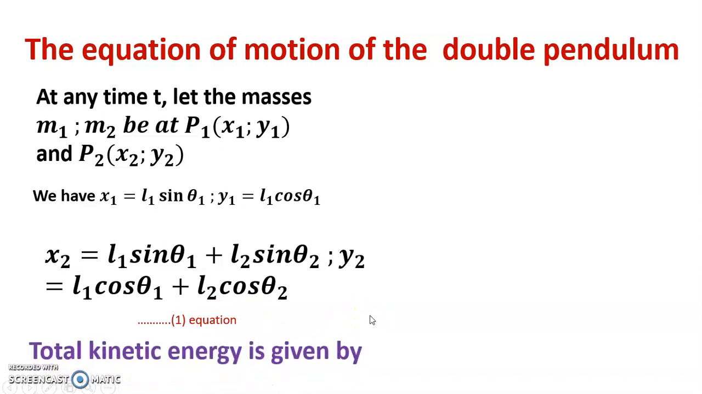And total kinetic energy is given by. So friends, I have to find out the total kinetic energy. Now let's go to the diagram.